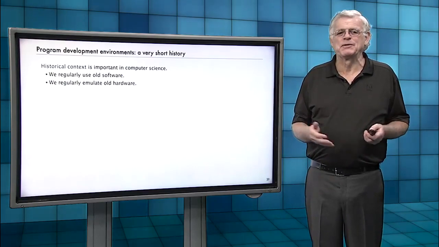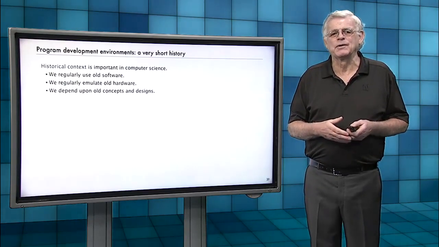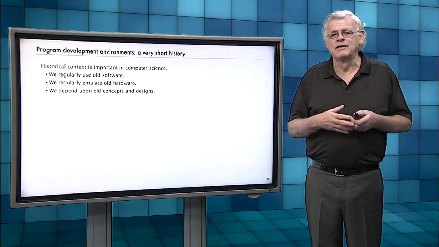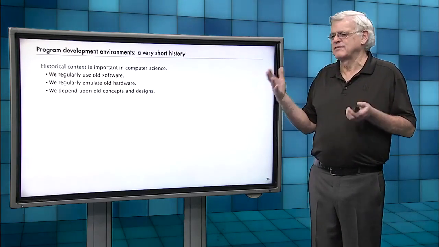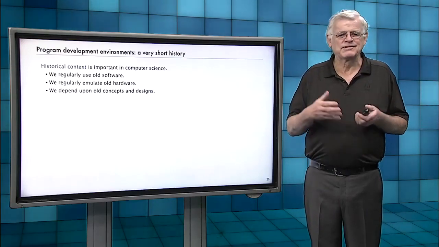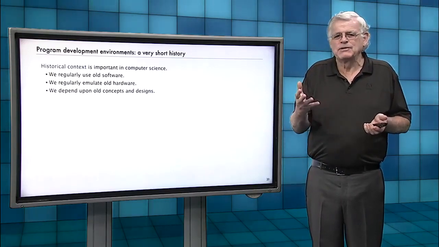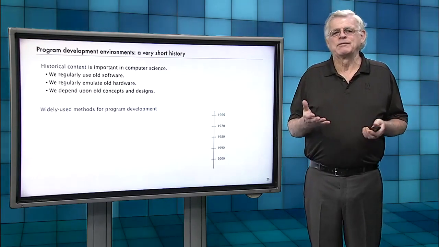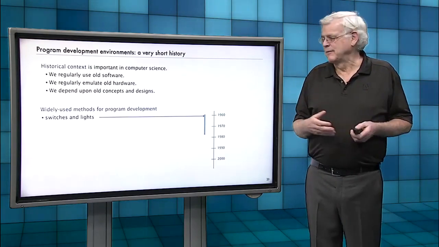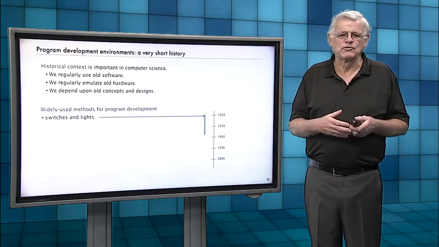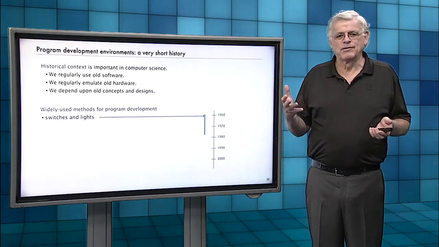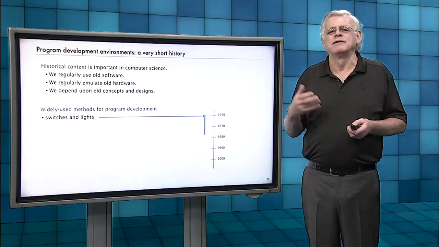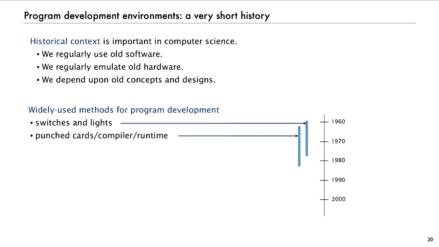So we have to know about the old hardware and the old software. And there, a lot of the concepts and the designs that were developed 5 or 6 decades ago are really good, and we depend on them all the time. So that's true for program development. So in the beginning, the first computers, people developed programs just using switches and lights on the front panel of the computer. We'll talk about that in the second part of this course.